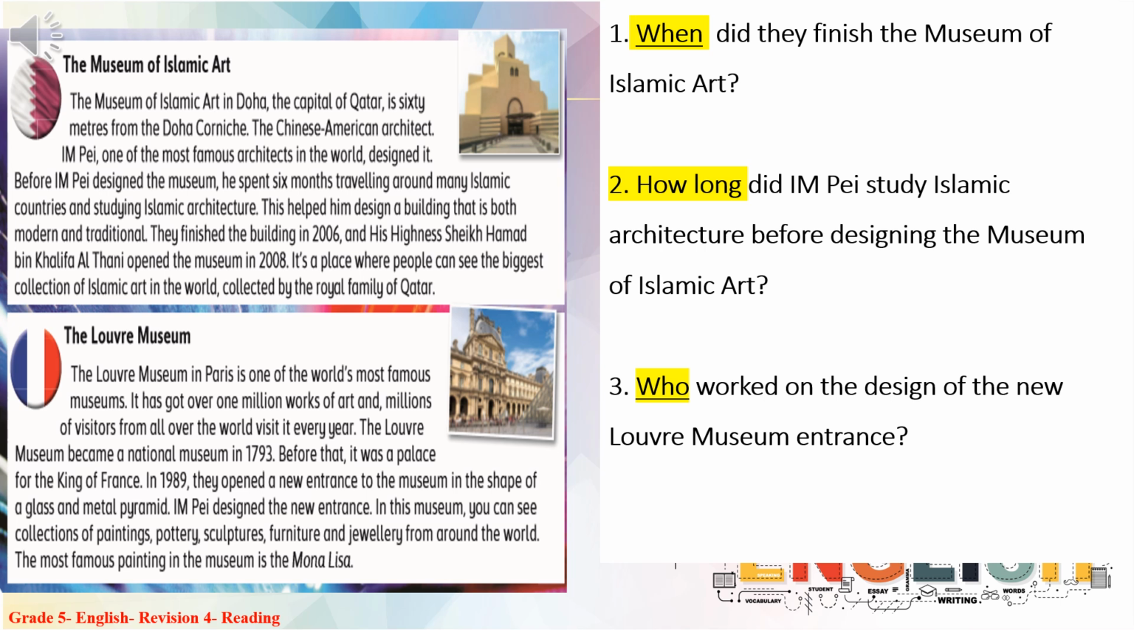In this museum, you can see collections of paintings, pottery, sculptures, furniture, and jewelry from around the world. The most famous painting in the museum is the Mona Lisa. Alright, now you can stop the video and check your answers. Okay, let's see your answers.